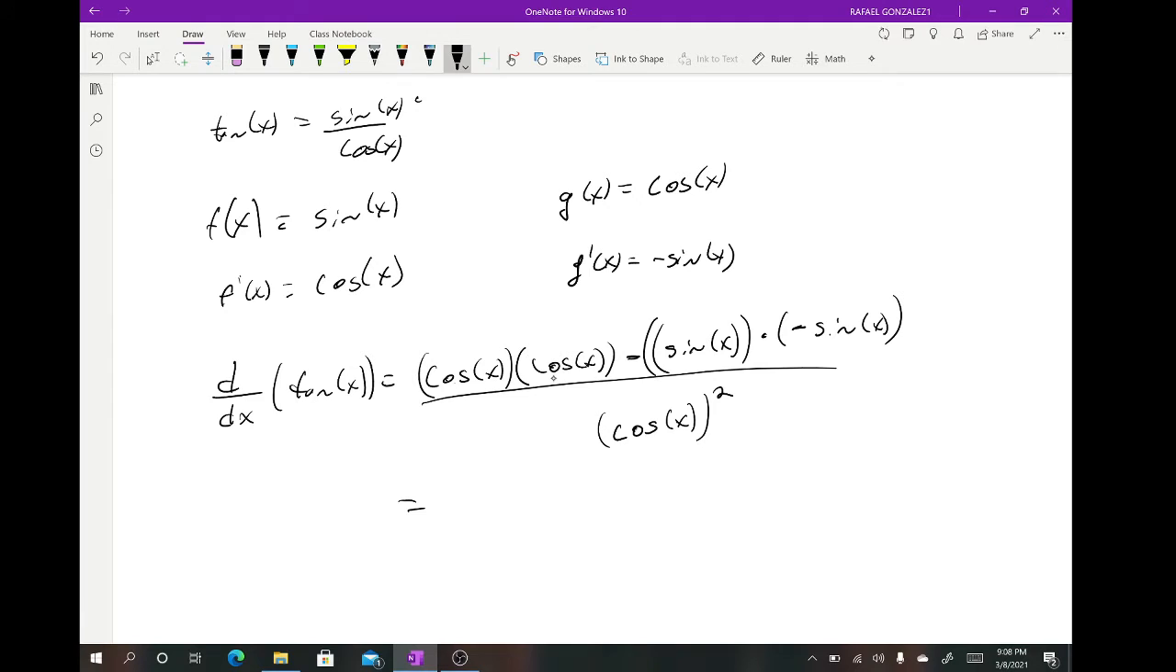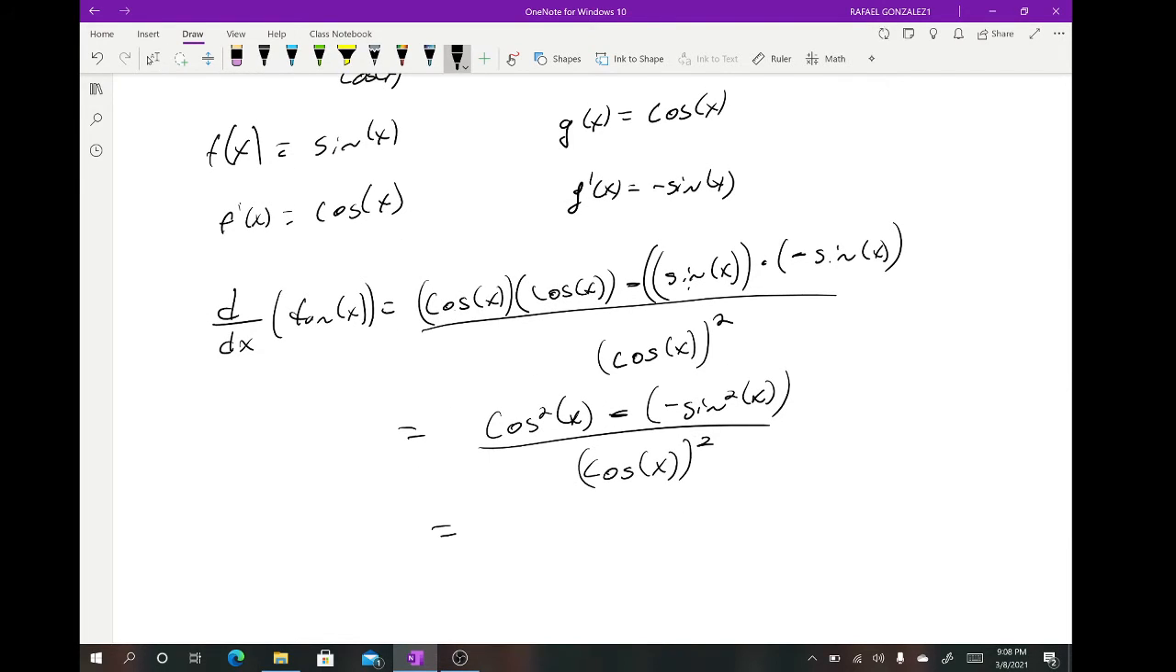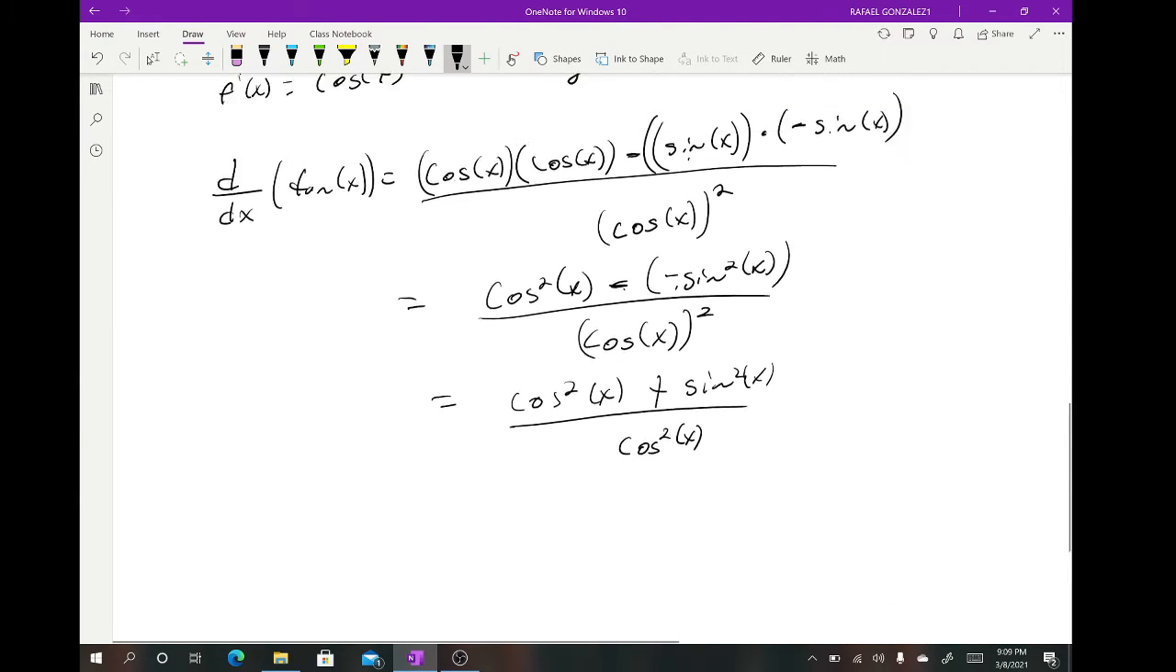Well, cosine of x times cosine of x is just cosine square x. And then minus, well, sine of x times sine of x is minus sine square x, divided by cosine of x squared. Well, minus times minus is plus, so in the top I have cosine square x plus sine square x divided by cosine square x. I simply move the exponent to the inside.